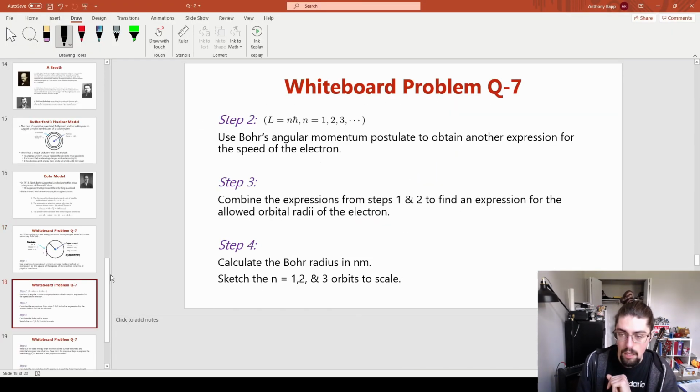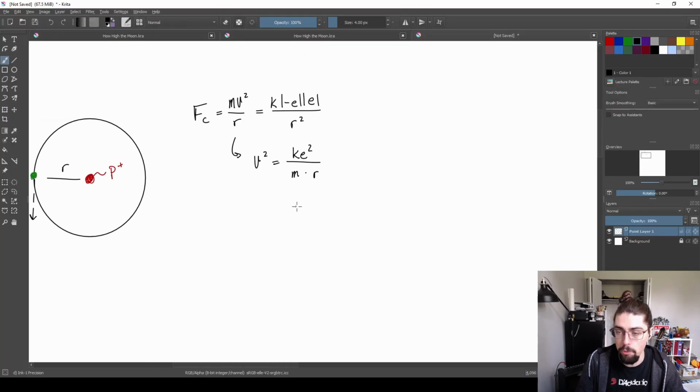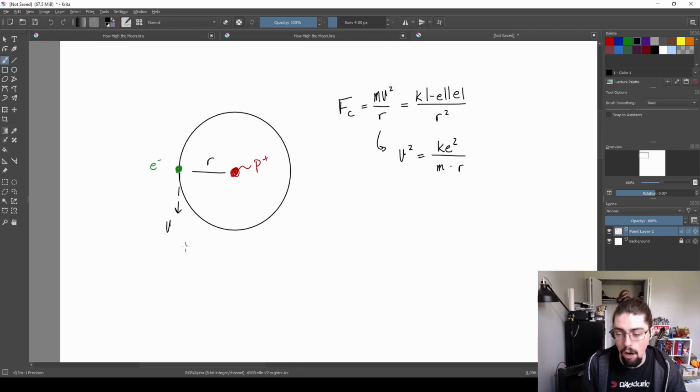That's step one. Step two, use Bohr's angular momentum postulate, that basically said electrons can only have very certain angular momentum, to obtain another expression for the speed of the electron. So an electron is a point mass orbiting about the nucleus. If we use that angular momentum description, how much momentum do we have? mv. How far away from the orbit point are we? Times r.